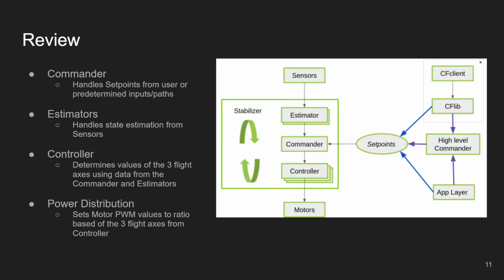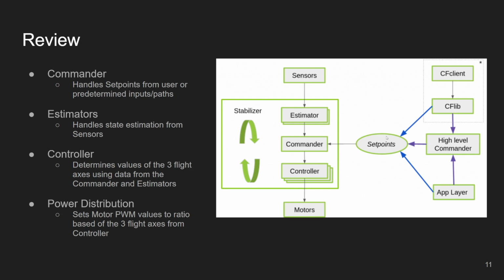So finally, we'll do a quick review. We have the commanders. As I said, they handle the set points. We have a normal commander, which will take set points from the CrazyFlie client or an application that you write in Python or whatever you decide to have that be in. And then you also have the high-level commander, which works on predetermined paths that are then programmed to the drone.